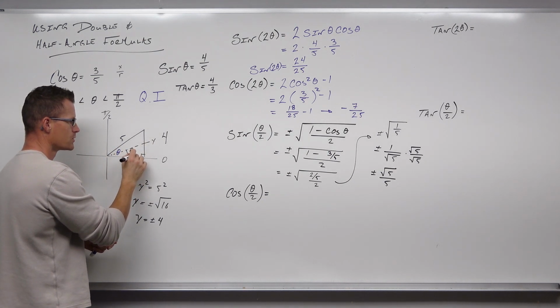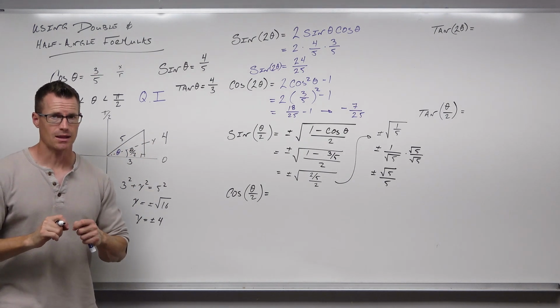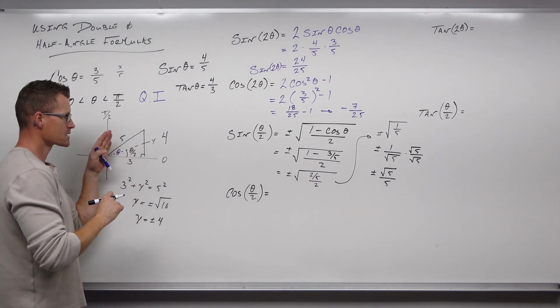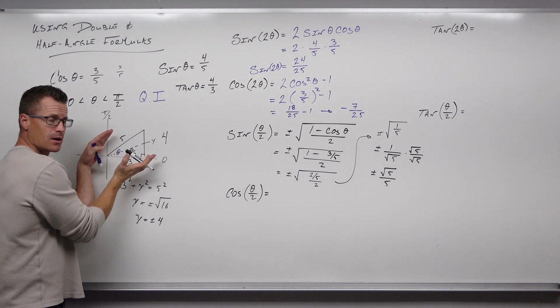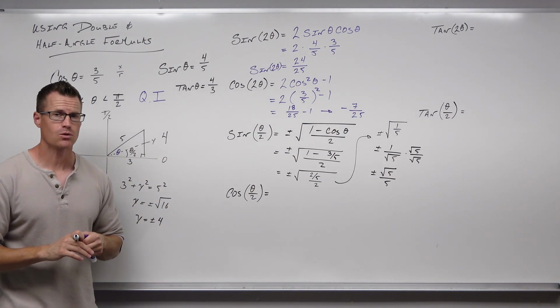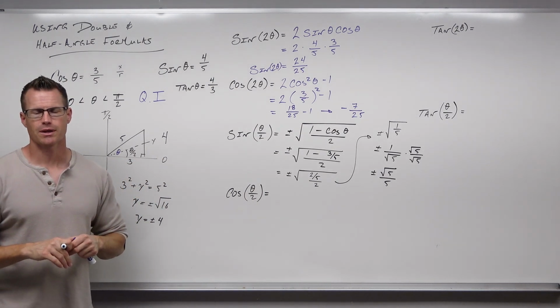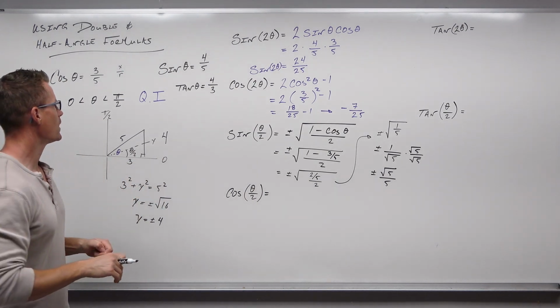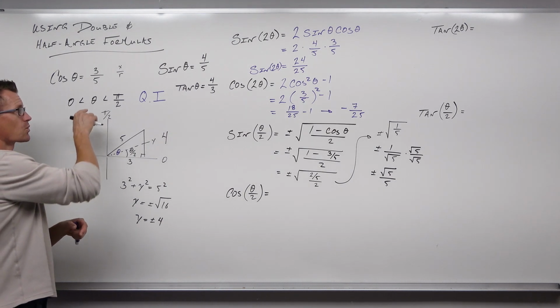This would be theta over 2. In what quadrant does that lie? Well, if I cut something in quadrant 1 in half, this is still in quadrant 1. So I know for sure that theta over 2 is in quadrant 1. Could you do it differently? Yes, you can. More algebraically, you can do it right from here.